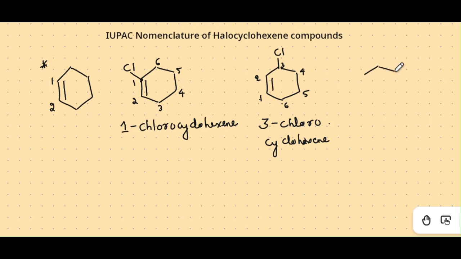Now, let's write a positional isomer of the same molecule. That means they have the same molecular formula, but the position of the halogen is different, right? So let's see now. I can start numbering from here 1, 2, 3, 4. What if I start from here 1, 2, 3, 4, 5? That is not correct. We have to give the least possible number, right? Therefore, it is at the 4th position. Hence, 4-chlorocyclohexene. This is the correct name of the molecule.